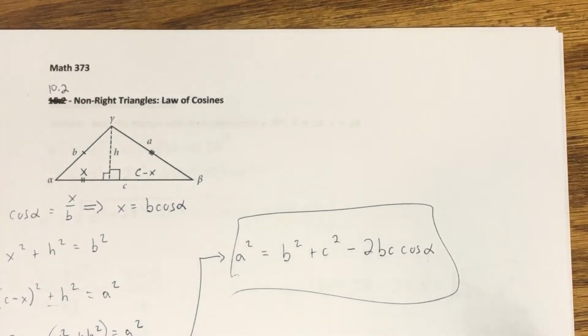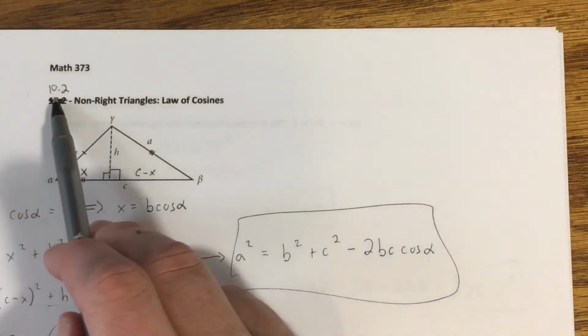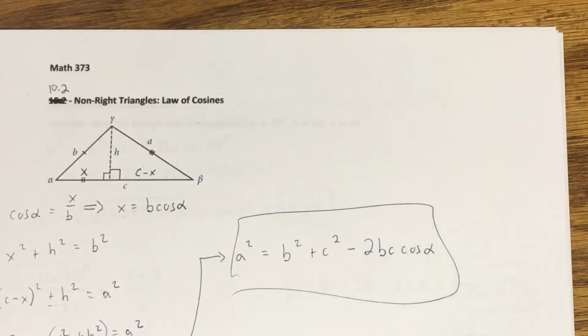All right, so 10.2, that's 10.2 right there. I made a little mistake when I typed this out. It is kind of like part 2 of what we dealt with in 10.1. We're still looking at non-right triangles. In 10.1, the focus was on the law of sines, using that to solve non-right triangles. Here we're using another tool called the law of cosines.